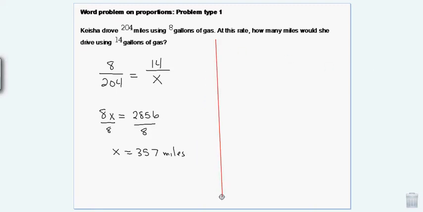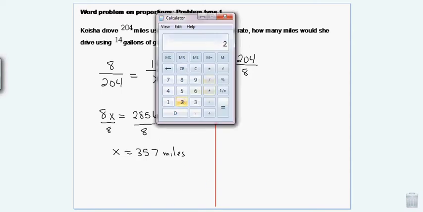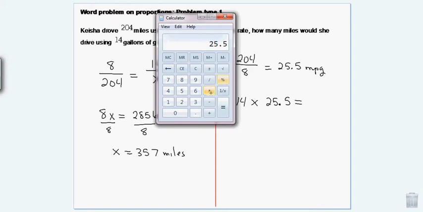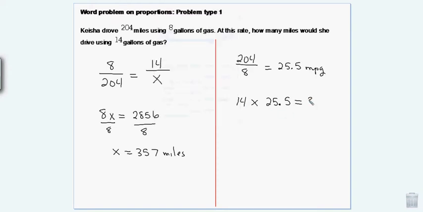Or, if I don't want to use algebra, I can go back to old-fashioned arithmetic, and I can say that 204 miles on 8 gallons is 25.5 miles per gallon. And then I take that 14 gallons of gas and I multiply that by 25.5 miles per gallon. I'm going to go 357 miles.